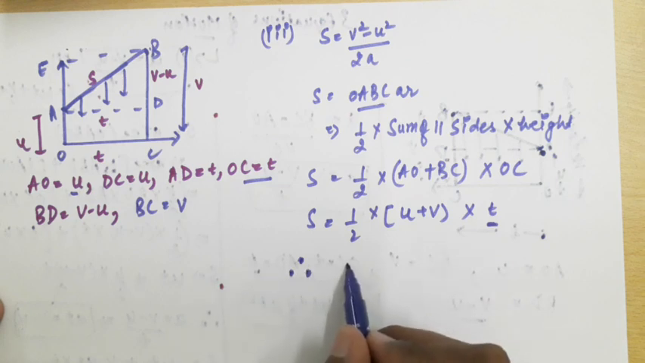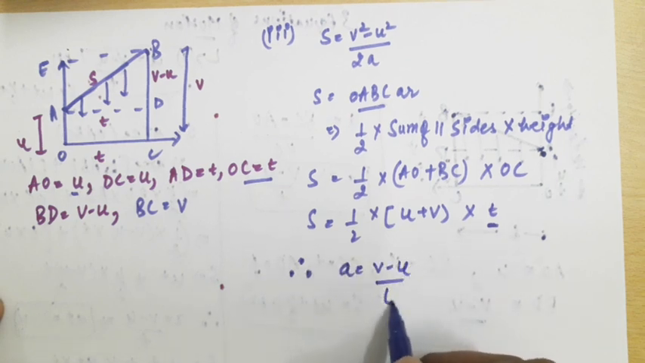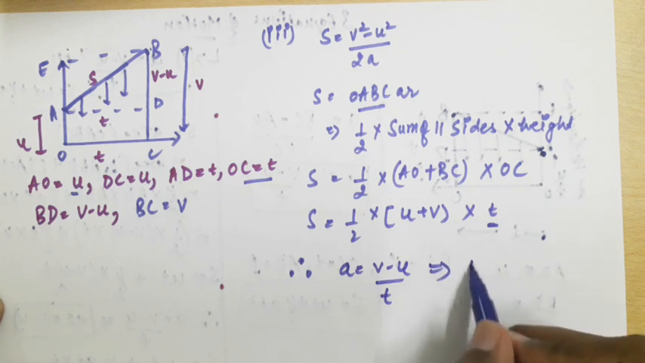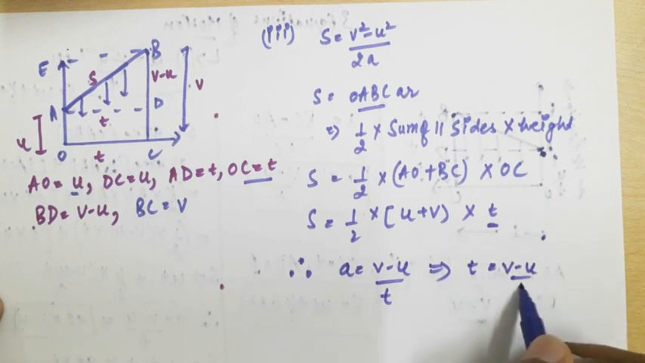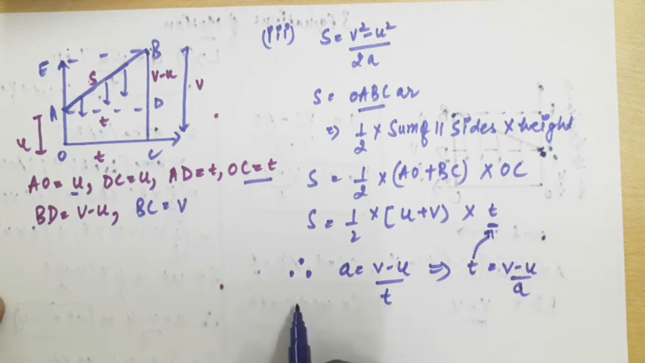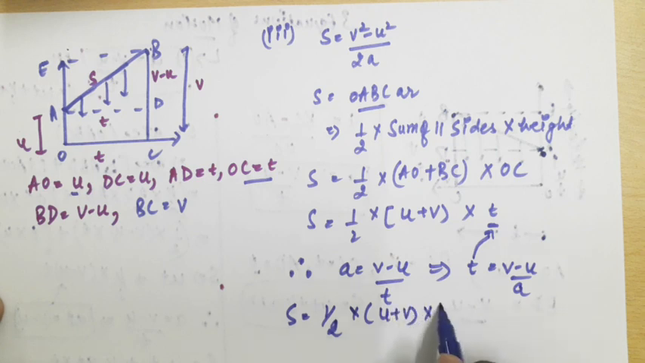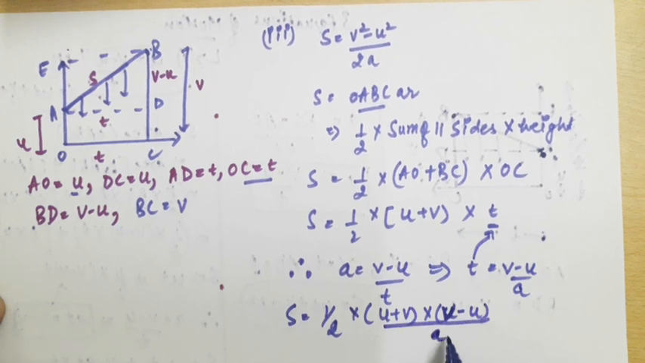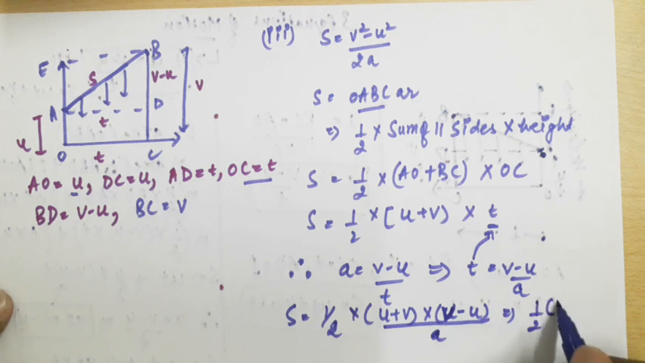According to the first equation, again A is equal to V minus U upon T. So I can write this equation like this, T is equal to V minus U upon A. I can write it like this also, and I'll put this value T over here. So it will become S is equal to half into U plus V into V minus U divided by A. So this A will come under it, right? So this is what? A plus B, A minus B. So it will become half V square minus U square upon A.